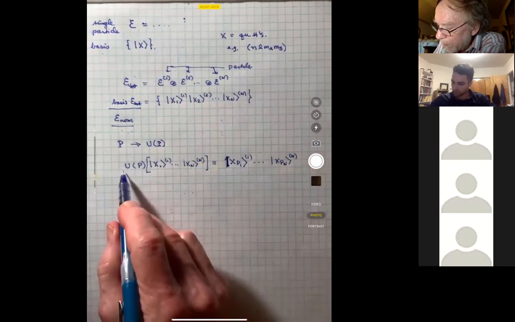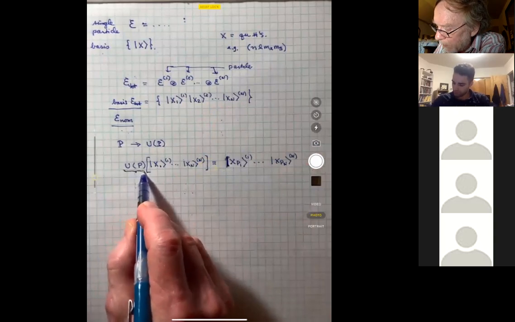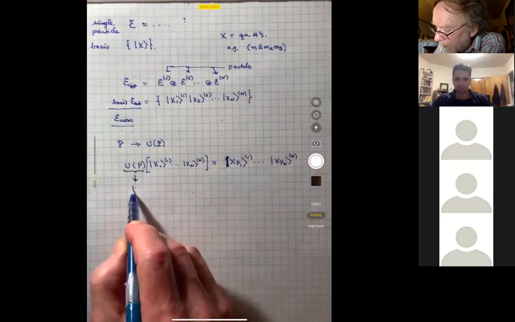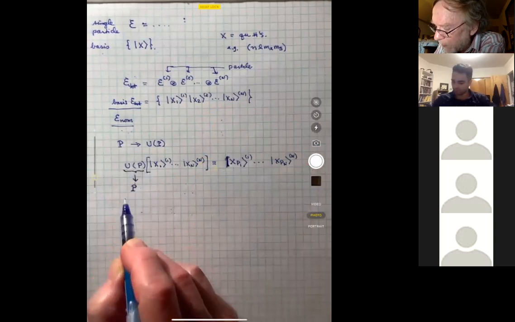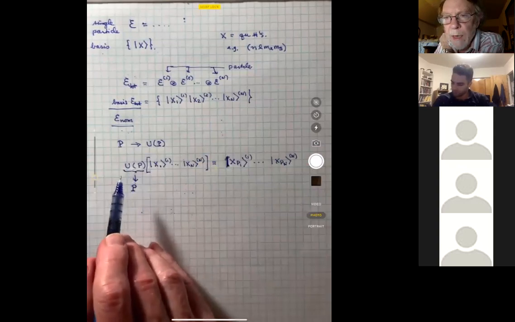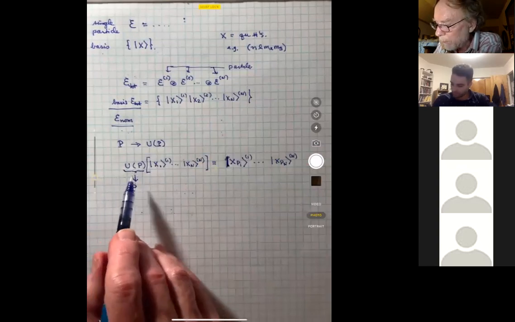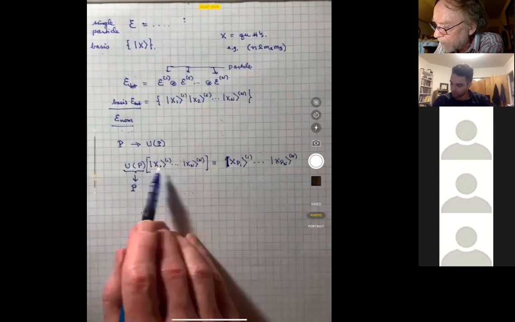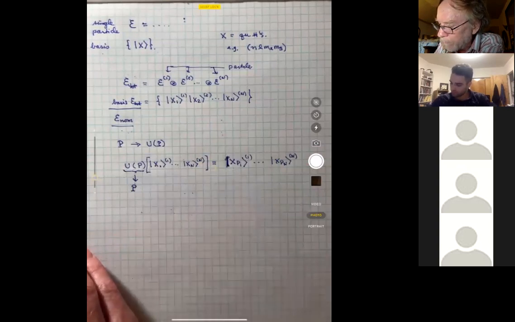Now, at a certain point, I'm going to get lazy, and instead of writing U sub p, I'm just going to replace it by p, thereby confusing the permutation as a map of integers onto itself with the corresponding unitary operator. It saves writing to do that, and if it won't confuse you, then I will do that. So this is how a permutation operator acts on these basis states.